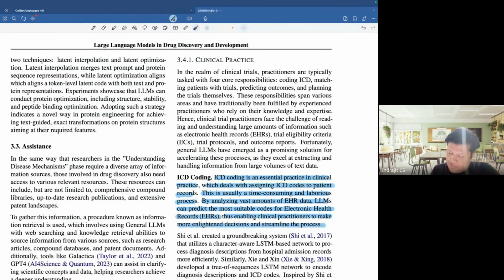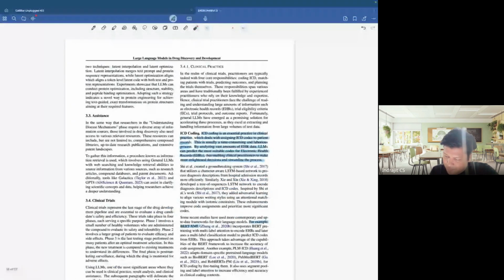And then we have ICD coding. The first stage is ICD coding. ICD coding is an essential practice in clinical practice, which deals with assigning ICD codes to patients. And this is usually a time-consuming and laborious process. By analyzing vast amounts of EHR data, electronic health records, LLMs can predict the most suitable codes for electronic health records, thus enabling clinical practitioners to make more enlightened decisions, streamlining the process.